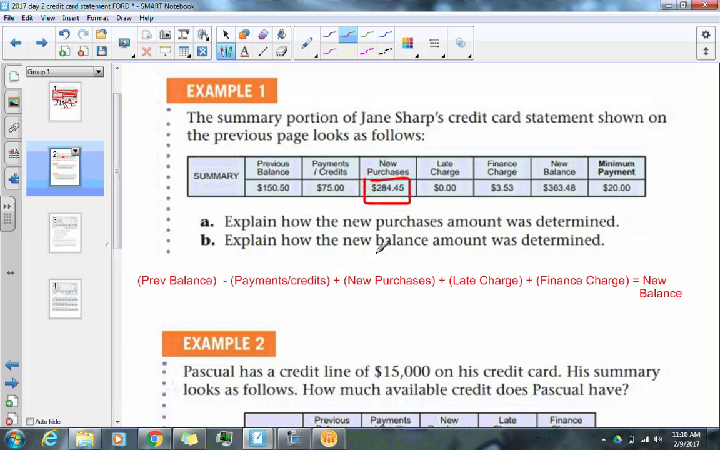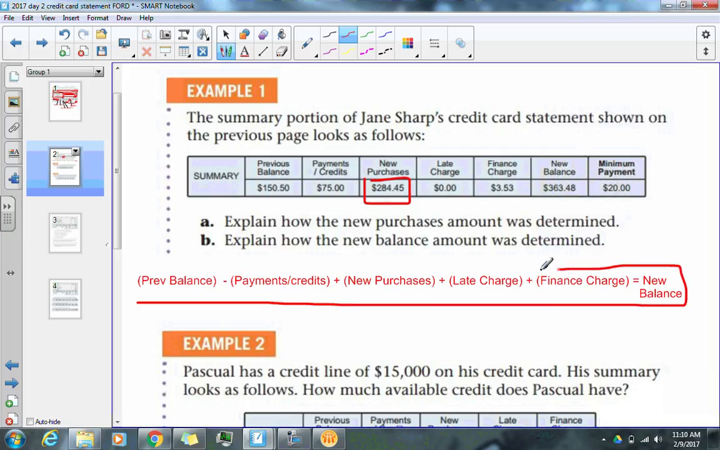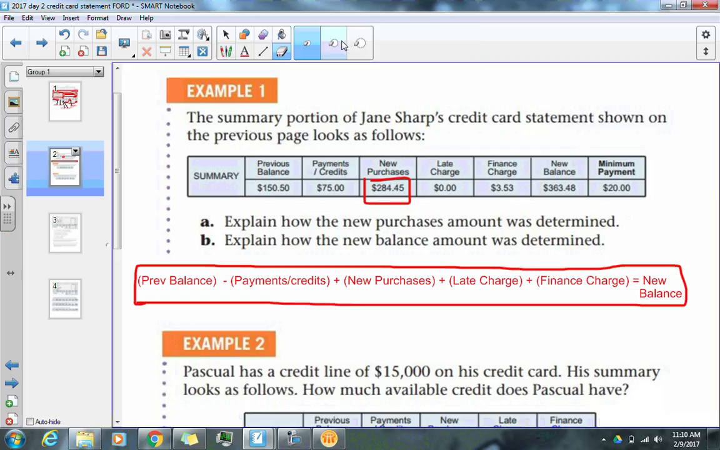Now, explain how the new balance amount was determined. I wrote this thing right here, and this works, but that's a lot of writing. If you want to look at it this way, this might be easier. Starting with the previous balance, you subtract the payments, add the new purchases, add the late charges, plus the finance charge, and that will equal the new balance.